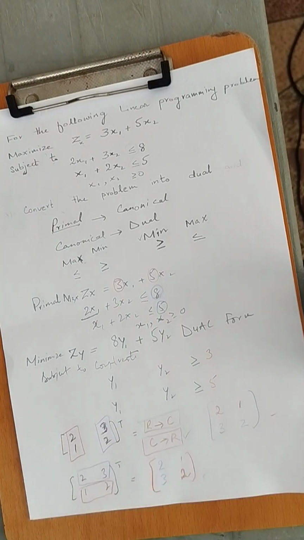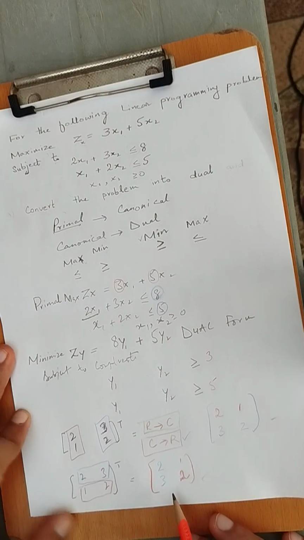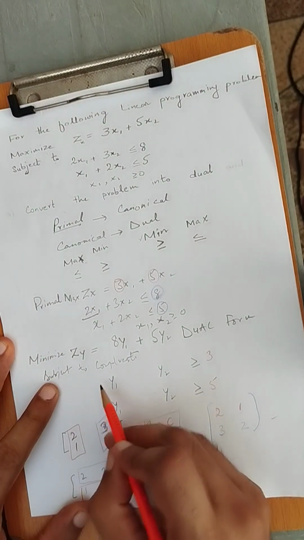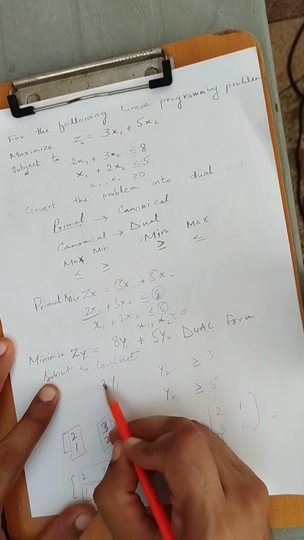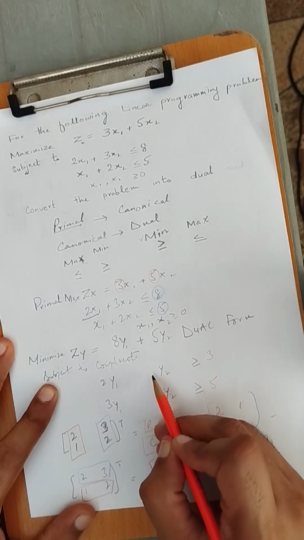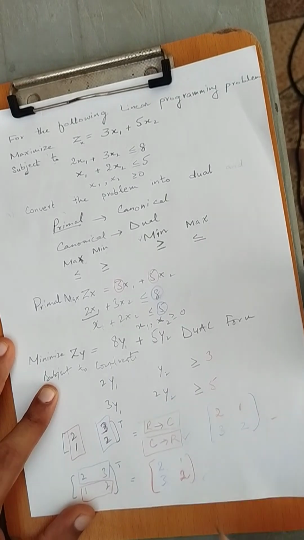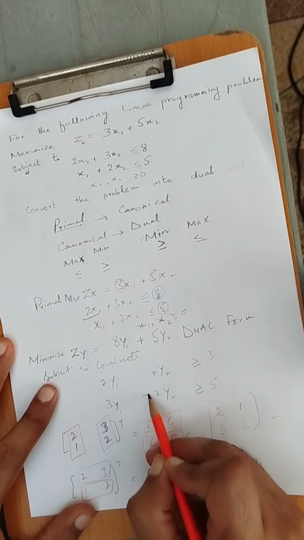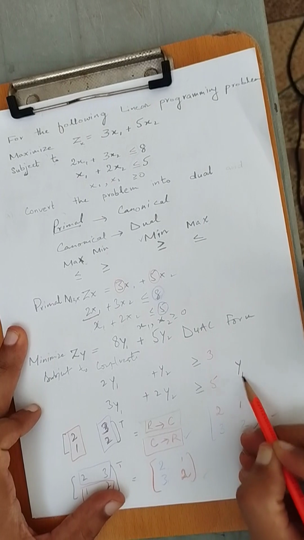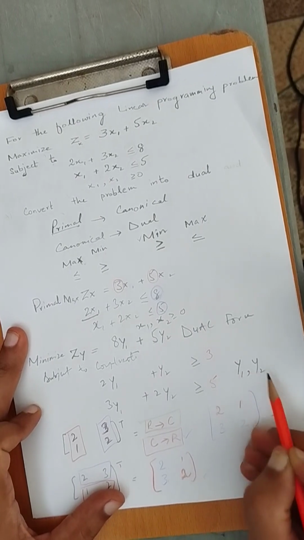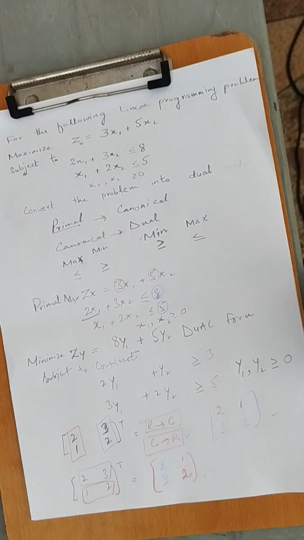Now you see 2 3 1 2, so you have to write the transposed matrix, that is 2 3 2 3 1 2 1. You don't write 1 2, the signs are the same, plus. So this is the dual form, and especially remember writing y1, y2 greater than or equal to 0. So you have learned the dual form of the linear programming function.